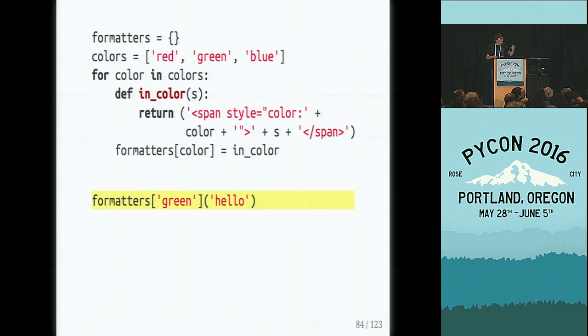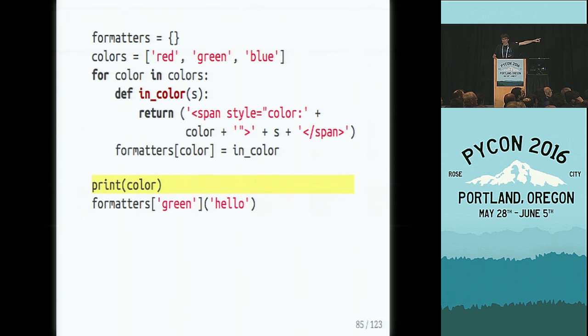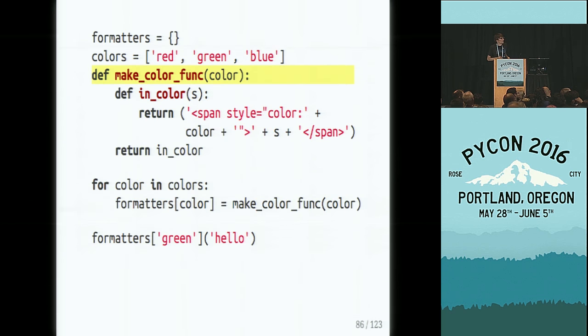Yeah, green's a good guess. Blue is a better guess. Maybe it's easier when we say print color here. What's the value of color after the for loop? Blue, it's right. The first time it was red, then green, then blue. By this point, it's blue. In all three of those functions, it's not a local variable, so it's a global variable out there. They're all using the same global variable. So we're going to end up with 3 functions that all output in blue.